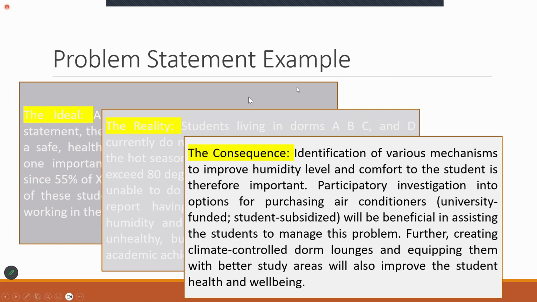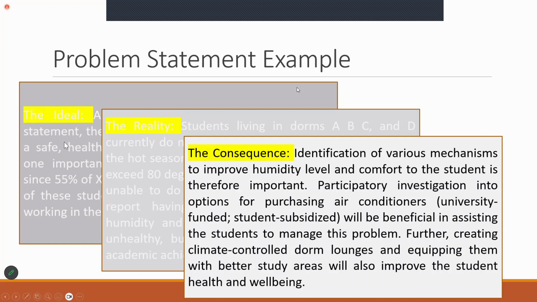Then the last component of the problem statement is the consequence. How are we going to ensure the reality is moved towards the ideal situation? So here it says identification of various mechanisms to improve the humidity level and the comfort of the students is therefore important. And then we briefly say what we are going to do. A participative investigation into identifying the conditions of the air conditioners will be done so that the reality will be improved towards the ideal situation.